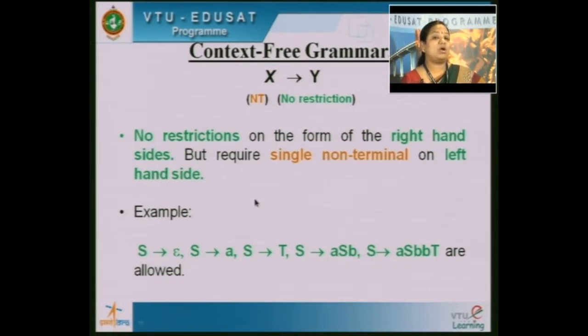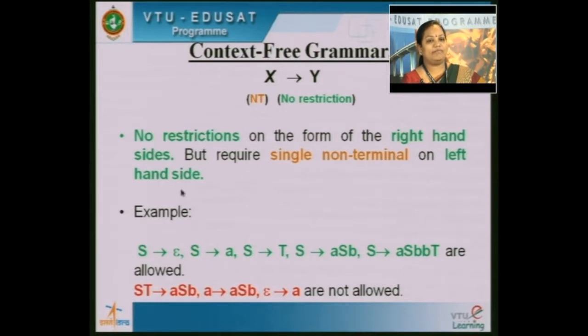Then which type of rules are not allowed in context free grammars? For example, ST tends to ASB. Why is it not allowed? In the RHS you can have terminal and non-terminal. It is not allowed because it has two non-terminals at the LHS. Second one, you must have one non-terminal, not a terminal symbol, at the LHS. And last one, you cannot have even epsilon at the LHS. So, such type of rules are not allowed in the context free grammar.